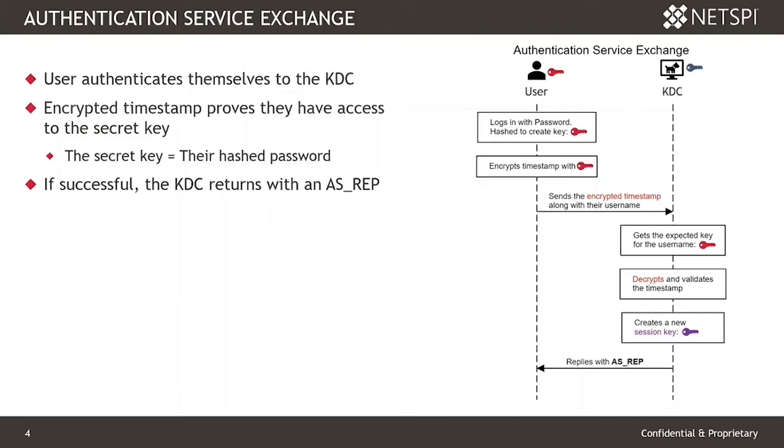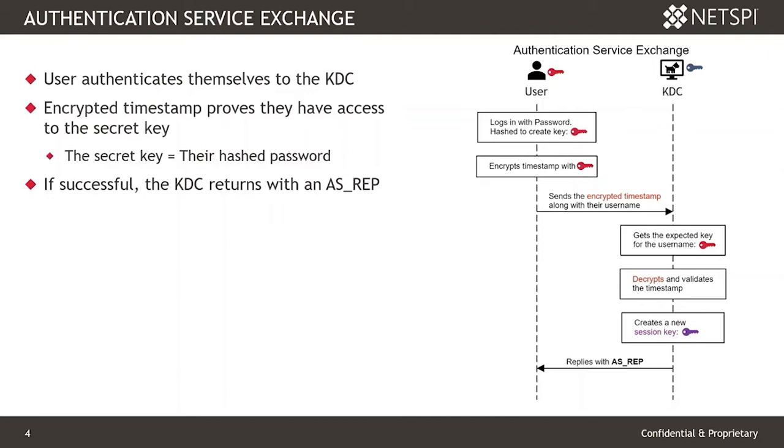Then it starts to generate its response. The KDC will generate a brand new random temporary key. This is called the logon session key, and we have that as purple in this diagram. The KDC finishes up by sending back its reply in a data structure called the ASREP. That's short for Authentication Service Reply.